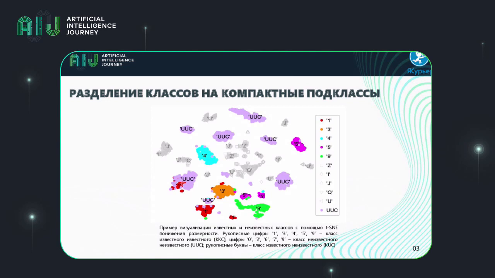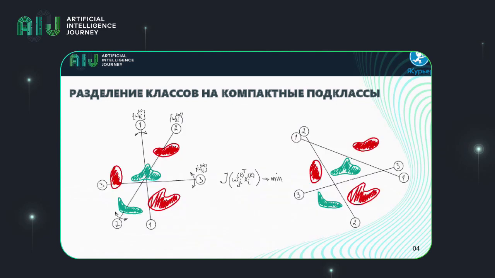The classes should not be creating such objects in space. Check out this slide. This is one of the methods shown with the known classes 1, 3, 4, 5, and 9, KKC 0, 2, 6, 7, 9. Unknown class, handwritten letters, known unknown class, KUC. There are many subclasses in the stochastic form.